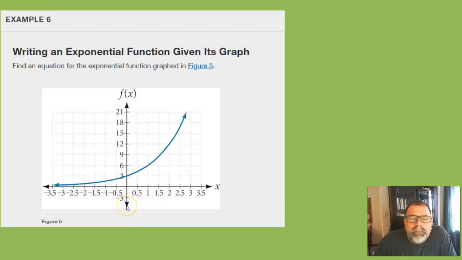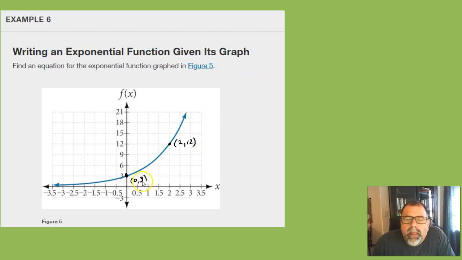Okay, so example 6. Let's see if we can identify the y-intercept, which is 0, 3. And then we want one other point far away if we can. That looks like a nice point, actually. 2, 12. And then we can say, all right, since we identified the y-intercept, it's the easier technique, right?